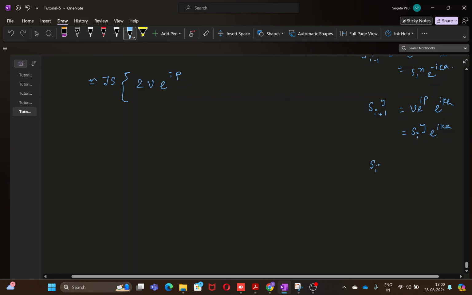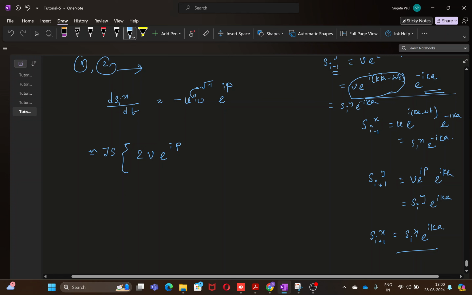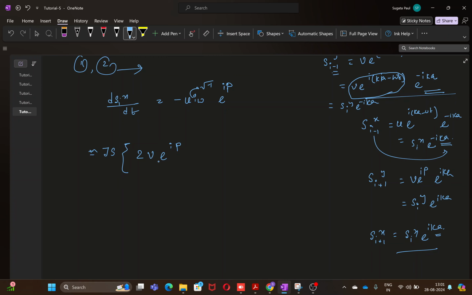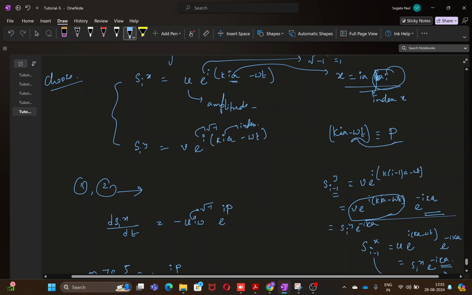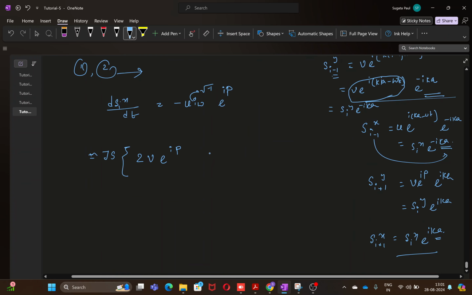And similarly for s_{i+1}^x also, we will have an extra factor of e^{+ik}. So for the i+1 index, the extra factor is e^{+ik}, and for i-1, it is e^{-ik}. So the first term has just simply 2 s_i^y. So it is just 2 s_i^y, you use the value v e^{ip}. P is the whole kx minus omega t term.